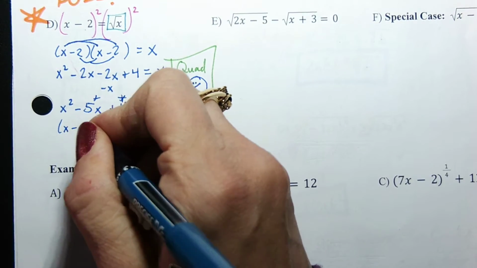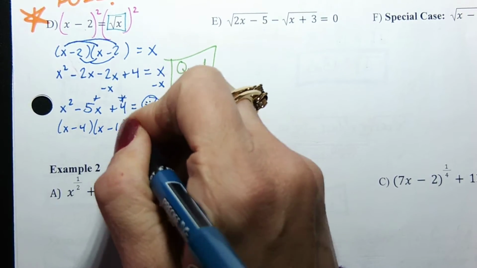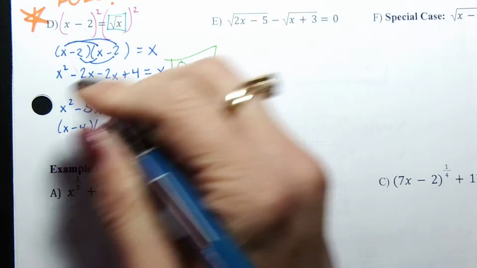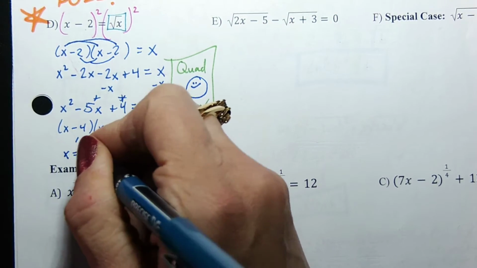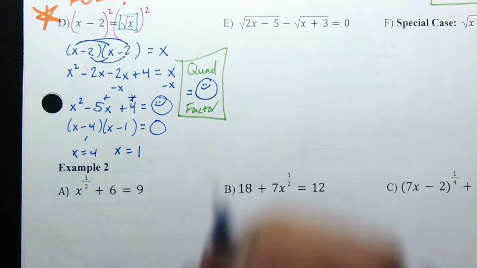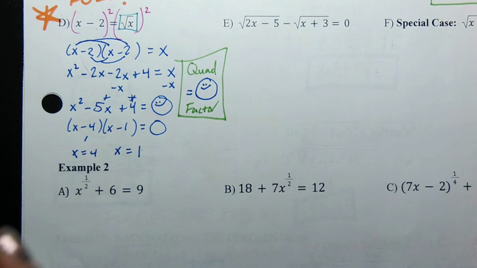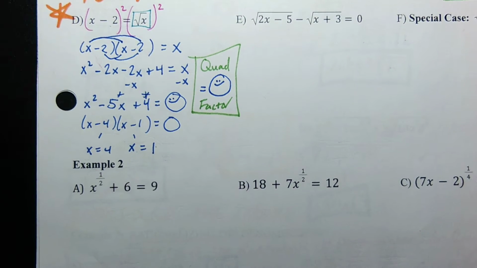So x minus 4 and x minus 1 equals 0. So x equals 4 and x equals positive 1. So you set each of those equal to 0 and solve for x. So we got two solutions. Well, maybe we kind of have to plug them back in to see if they actually work.